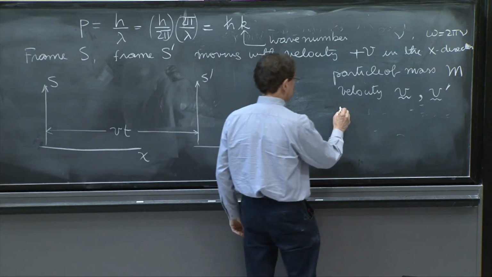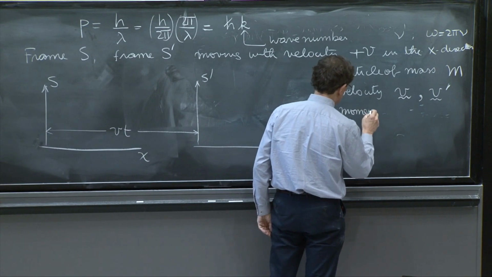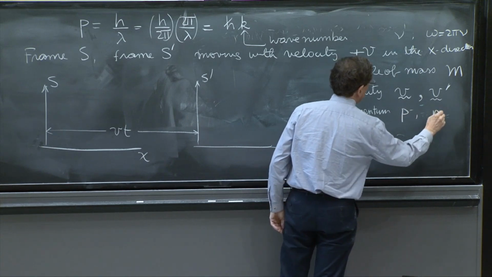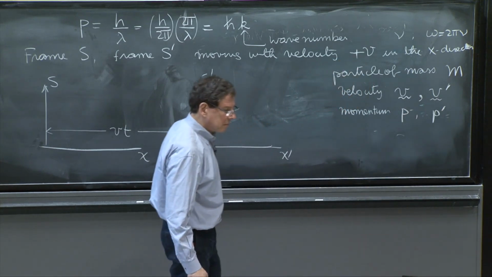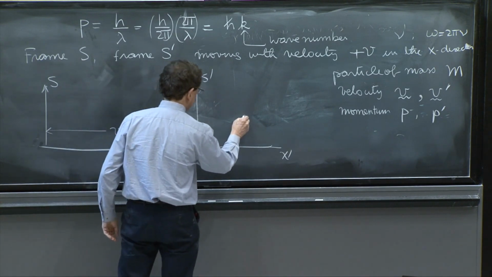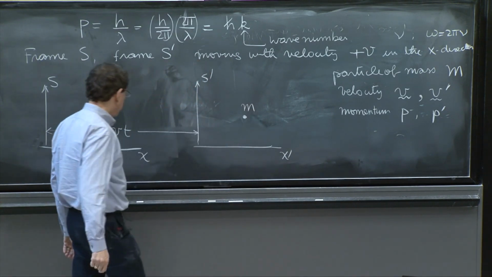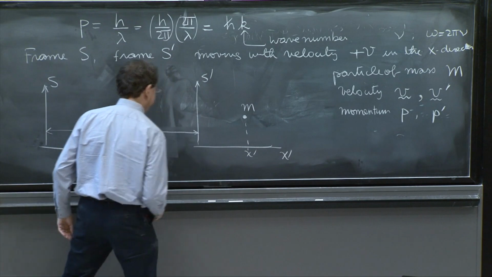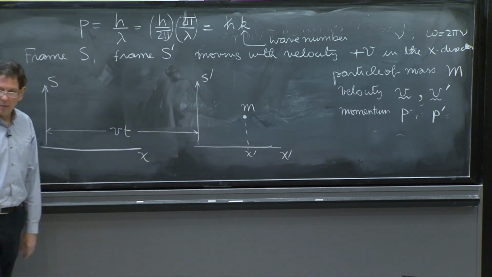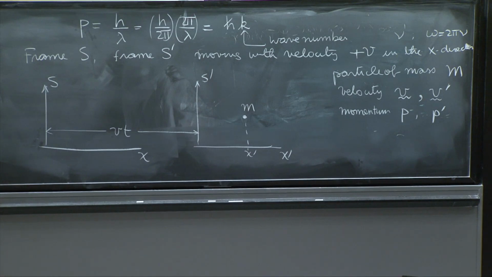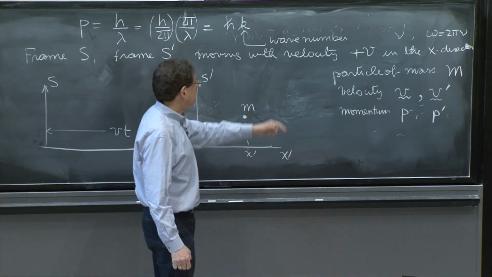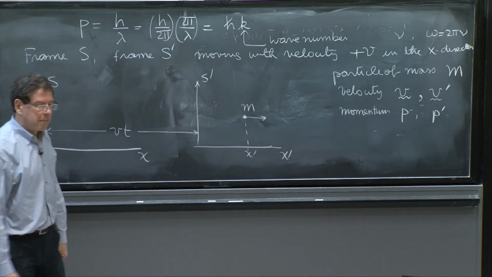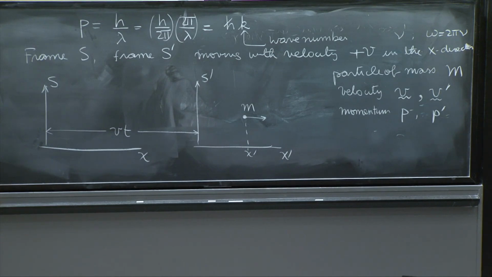Similarly, it will have a momentum. And all the things we're doing are non-relativistic. So momentum p or p prime. Here is the particle. And that's the position x prime of the particle. And that's the position x of the particle. So that's our system. This particle is moving with some velocity over here, and we're going to compare these observations.